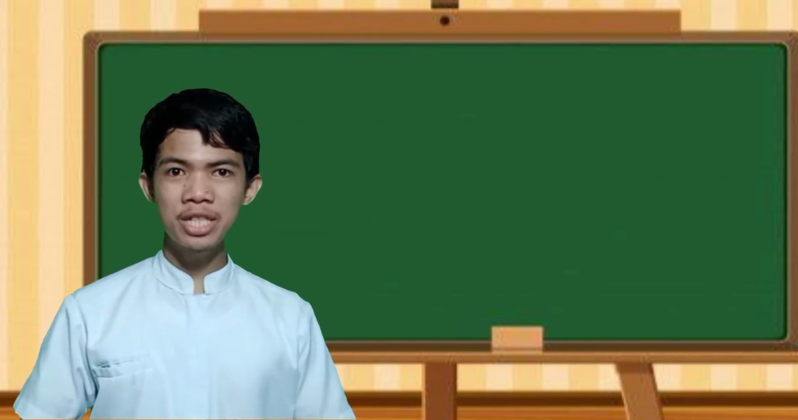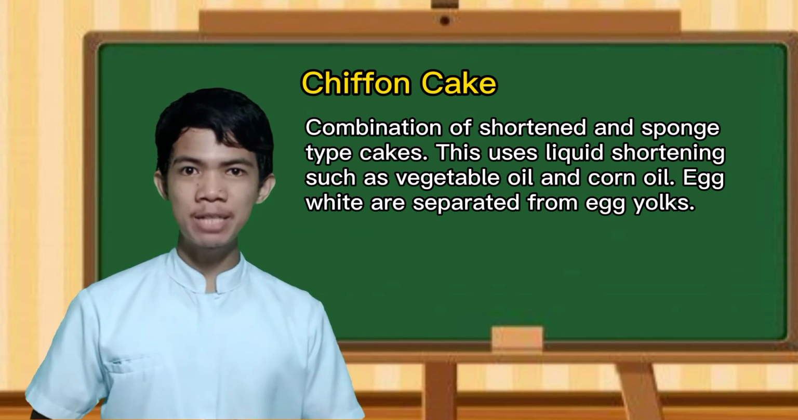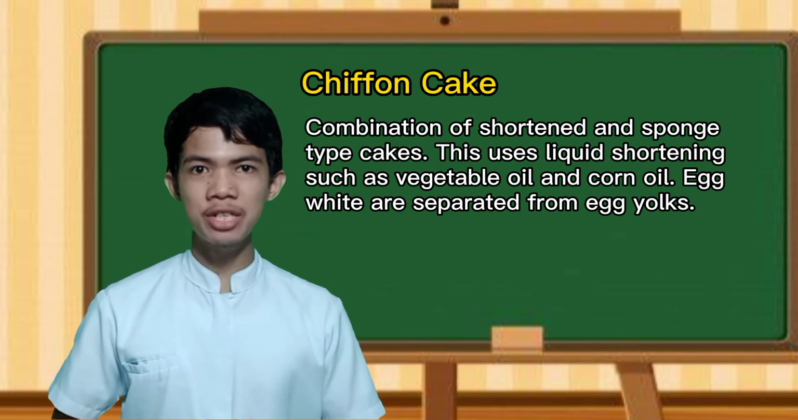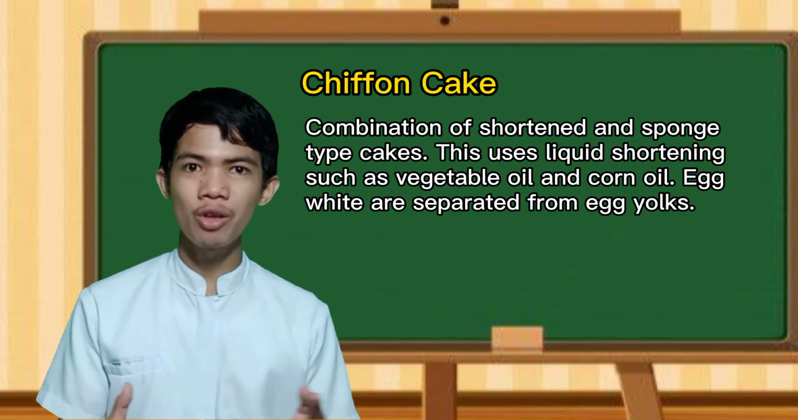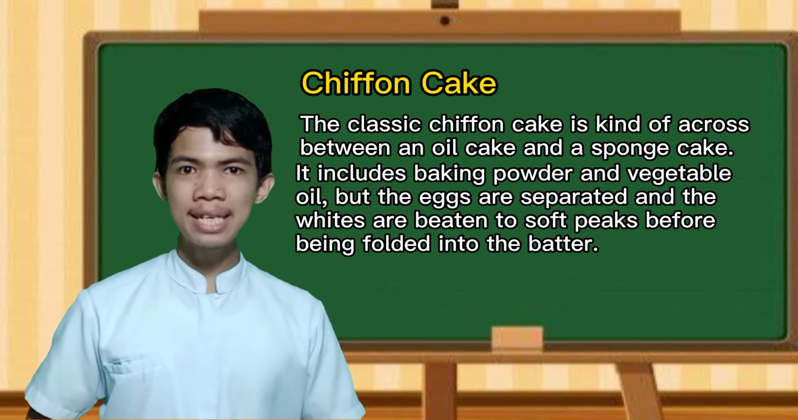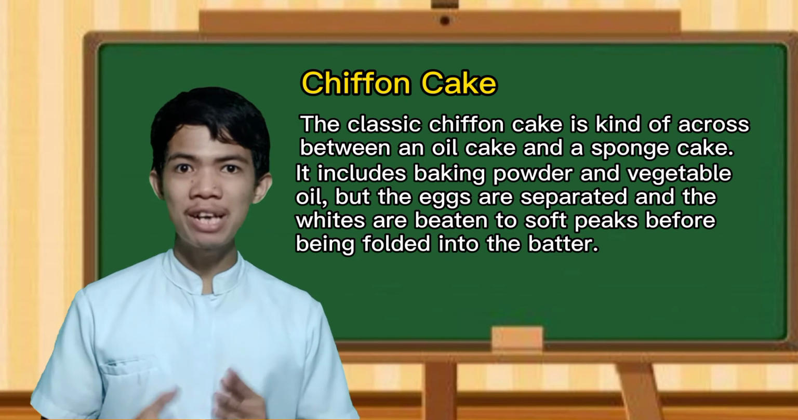The last one is chiffon cake. Chiffon cake is a combination of shortened and sponge type cakes. This uses liquid shortening such as vegetable oil and corn oil. Egg whites are separated from egg yolks. The classic chiffon cake is kind of a cross between shortened cake and sponge cake.